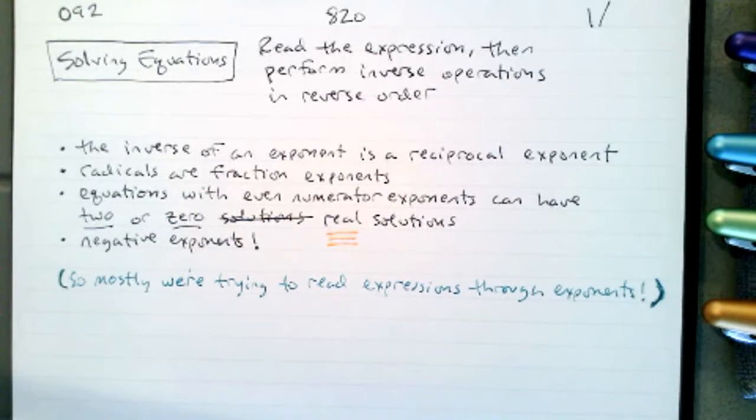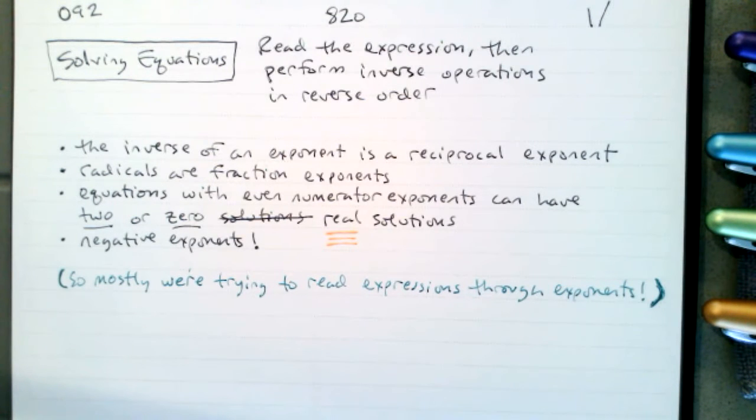Today, we want to continue solving equations by reading the expression, then performing inverse operations in reverse order. We'll notice that most of our big rule is the first one. The inverse of an exponent is a reciprocal exponent. The other rules have to do with us reading the expressions through the exponents, in that we incorporate radicals into our equations by reading radicals as fraction exponents. We can incorporate variables in the denominator as expressions with negative exponents.